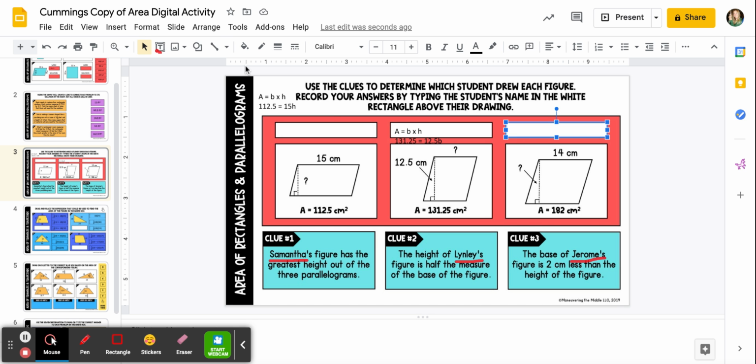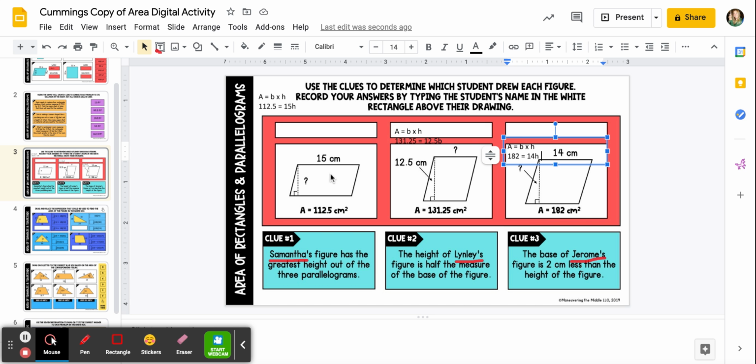And the last one, A equals base times height. And then from there, we know the area is 182. And then you're going to have to do equals, and they give you the base but not the height, so 14H. Then you're going to have to divide 14 on both sides to figure out the actual height of the parallelogram.